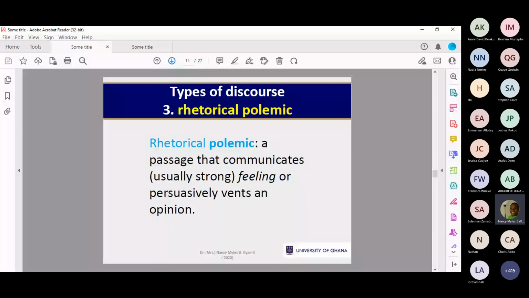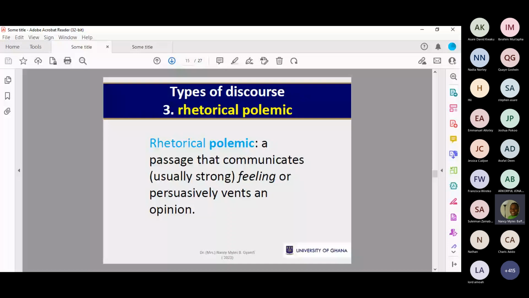When will we call it a polemical rhetoric or rhetorical polemic? When it is capturing or communicating strong feeling or an opinion. Remember, emotive expression. But emotive expression would have been one standing there. This one is a passage communicating such strong feeling or persuasively venting out an opinion. Okay, Ghana must unite. This is Kwame Nkrumah's speeches or Rawlings' speeches on this, those kind of things. It is more emotive in orientation, positively or negatively. We will consider that kind of passage as what? A rhetorical polemic or polemical rhetoric.